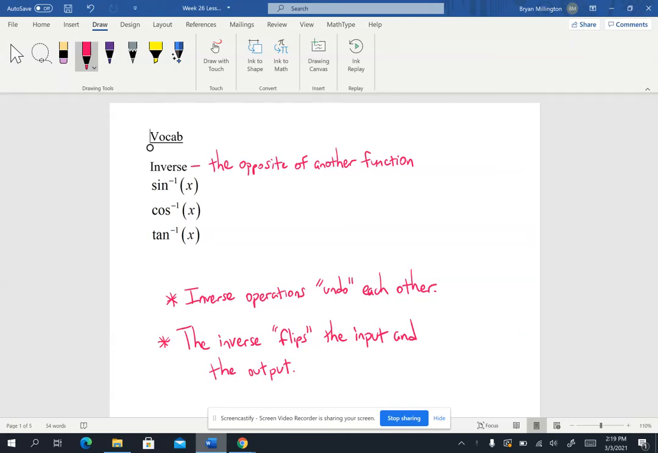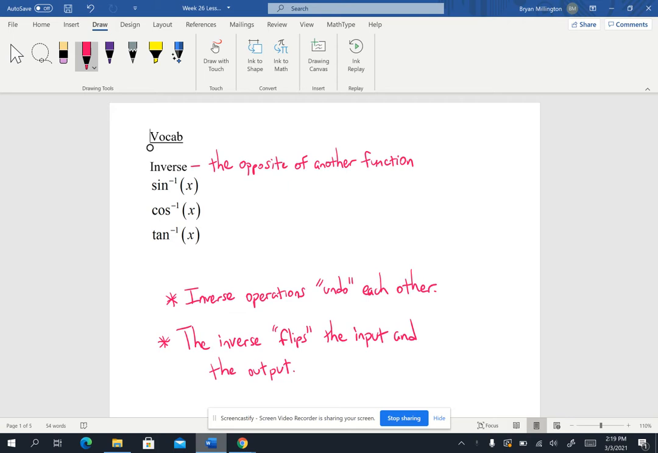In this video, we're going to keep working with our trig functions. On Tuesday, we learned how to use trig to find missing sides of right triangles. In this video, we're going to learn how to use trig to find missing angle measures. Before we get started, some important vocab first.